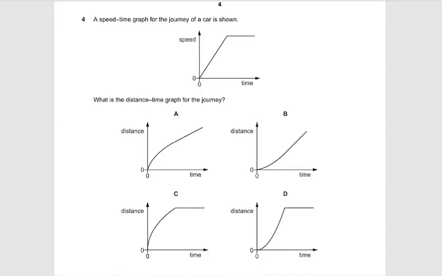Hello everyone, we're looking at question 4 of summer 2023 paper 115054. The question says a speed time graph for the journey of a car is shown. We have speed, time, what is the distance time graph for the journey?